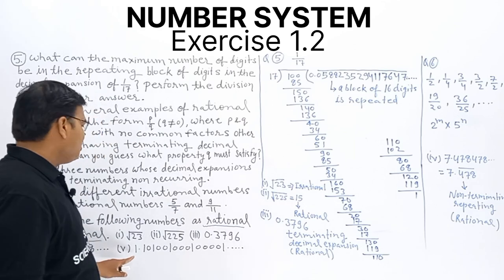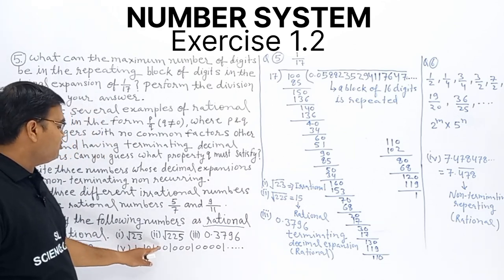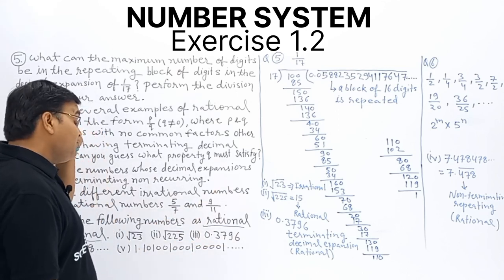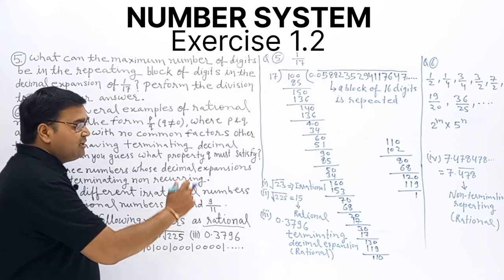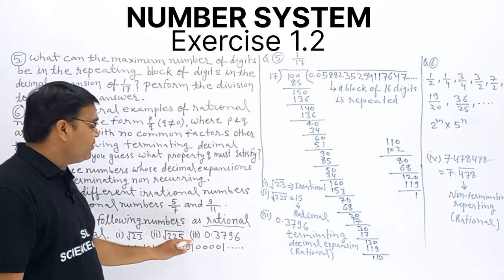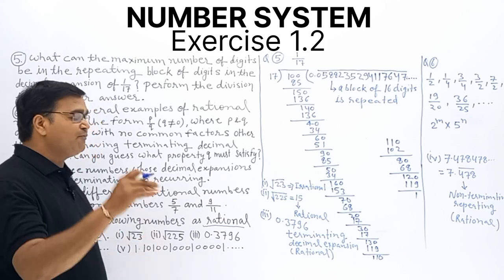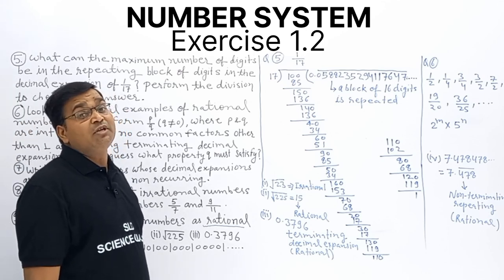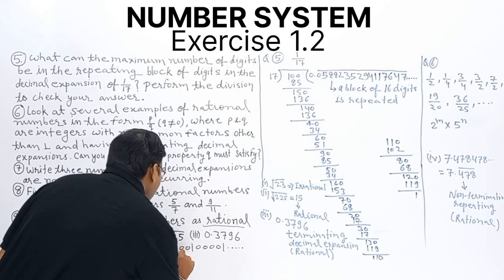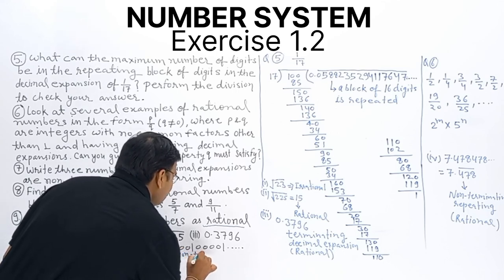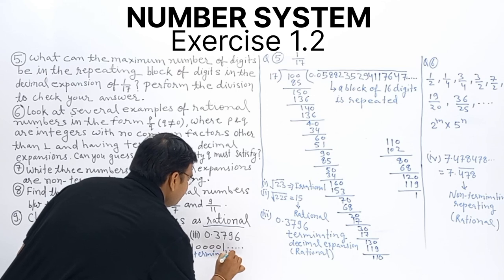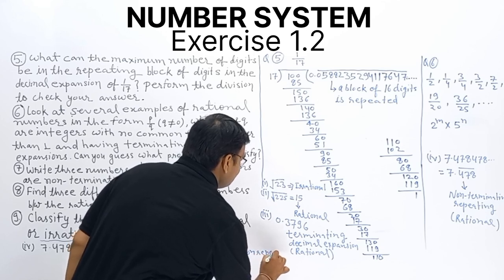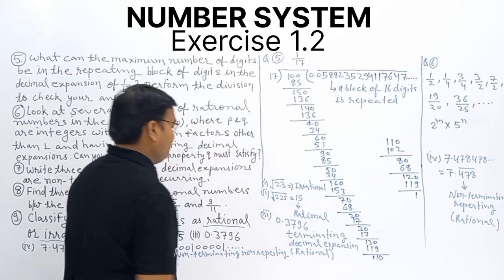Now the last one, this one: 1.1010010001000 and so on. This is a decimal number, and after the point we are getting different digits. This is not repeating. Then that is what? Non-terminating, non-repeating. And non-terminating, non-repeating is what?